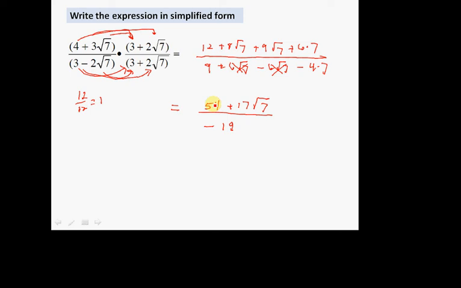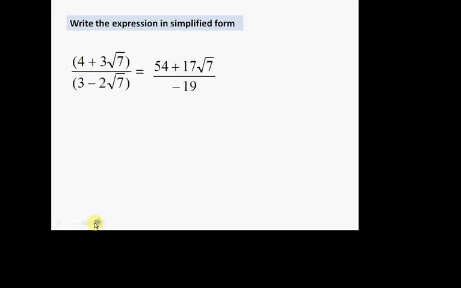Okay, so that is the answer. Let's take a look. Basically what we're saying is 4 plus 3 times the square root of 7 over 3 minus 2 times the square root of 7 can be simplified and is equal to 54 plus 17 times the square root of 7 over negative 19. Okay, I hope you found this helpful.